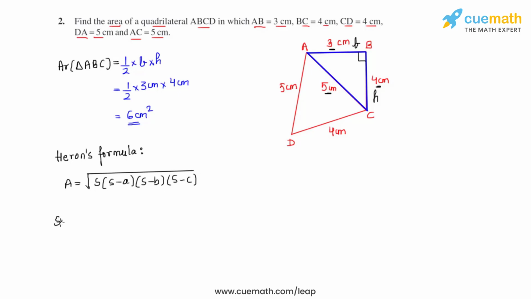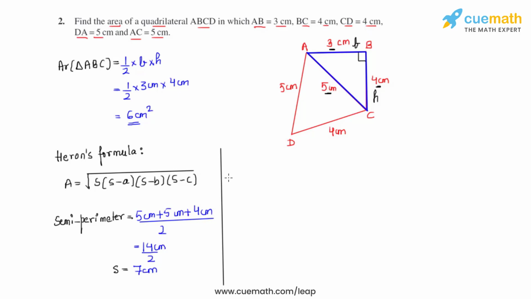So for triangle ADC, we will first have to find the semiperimeter, which can be found by adding up its three sides and dividing by 2. So let's start adding 5 centimeters plus 5 centimeters plus 4 centimeters, and let's divide that by 2. That gives us 14 centimeters by 2. So we can say that the semiperimeter S for triangle ADC equals 7 centimeters. Now that we have found the value of the semiperimeter, we can substitute these values back in Heron's formula. So let's do that.